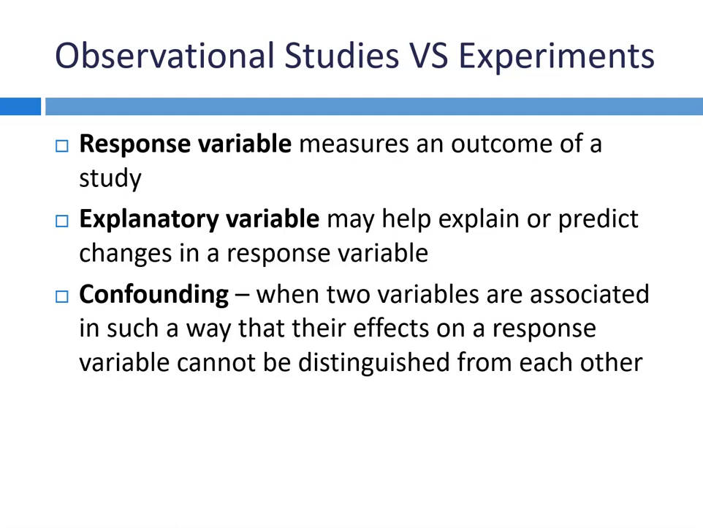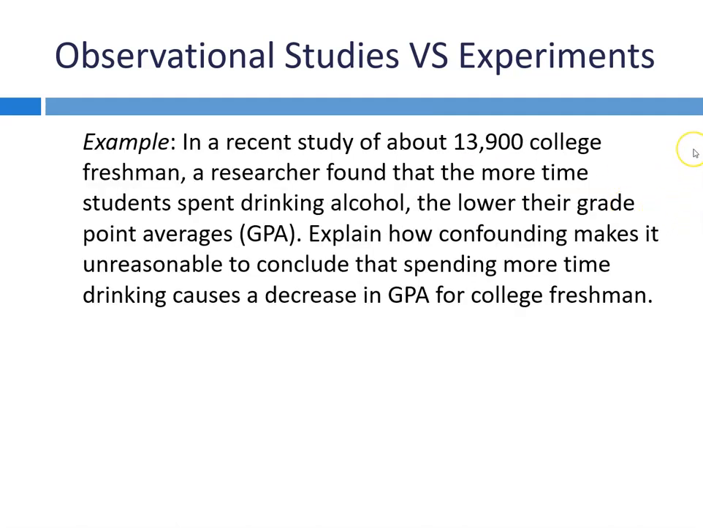Oftentimes, you could do everything right, but it might be hard to figure out if one thing kind of caused the other. So there's this idea of confounding. Confounding occurs when two variables are associated in such a way that their effects on a response variable cannot be distinguished from one another. So let's look at an example here.